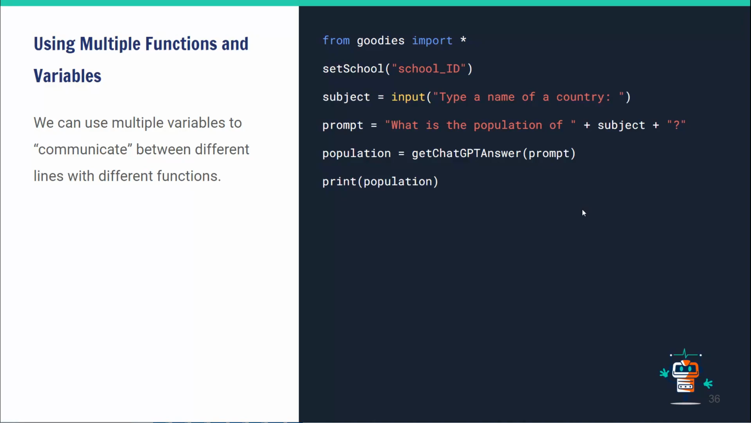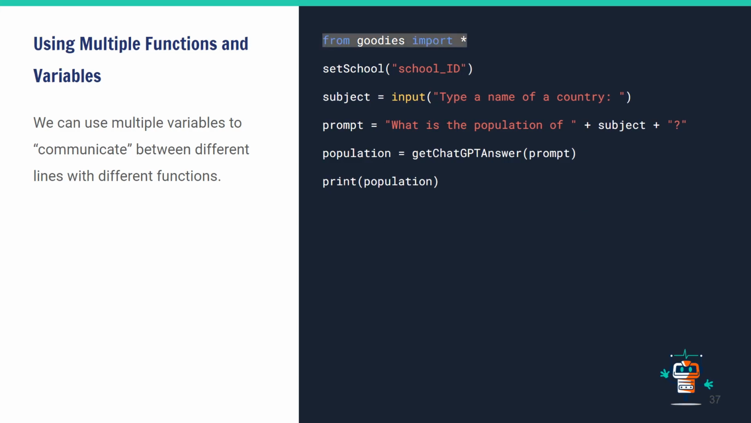Let's review how we can use multiple variables in our code to come up with more interesting prompts that we can send to ChatGPT to complete for us. So the first couple of lines are to import from goodies and to set our school ID. The next line will ask the user to type in the name of a country using the input statement, and then assign whatever they type in into the subject variable.